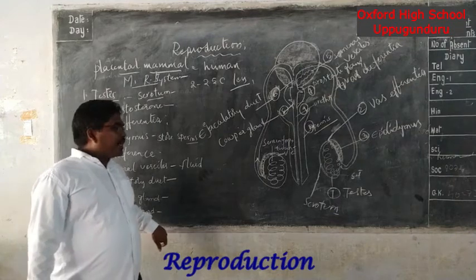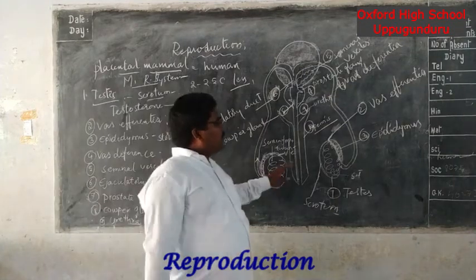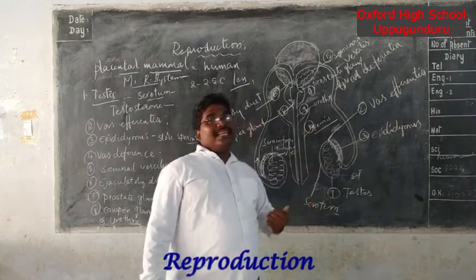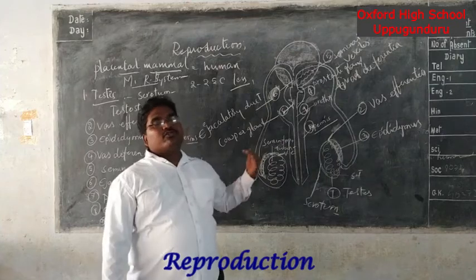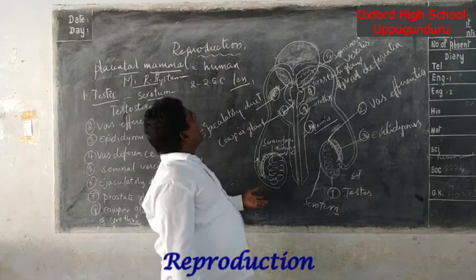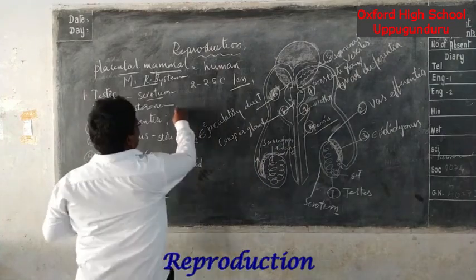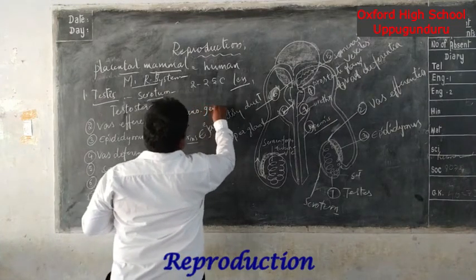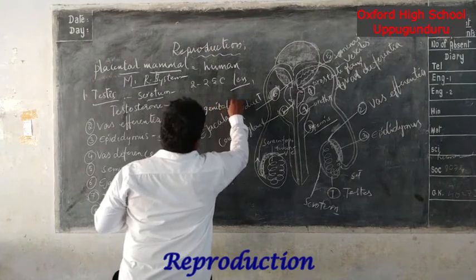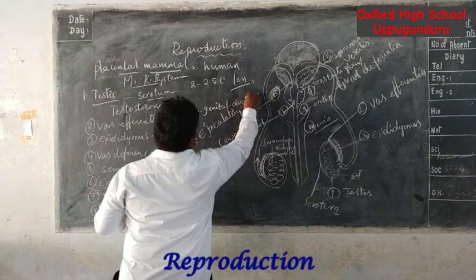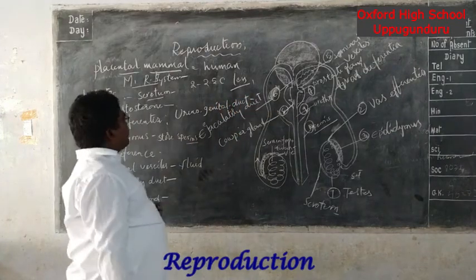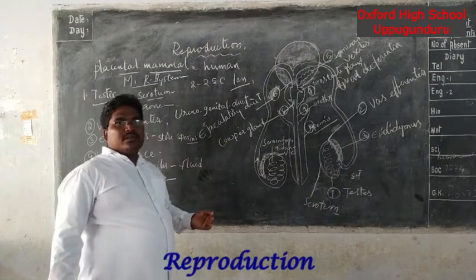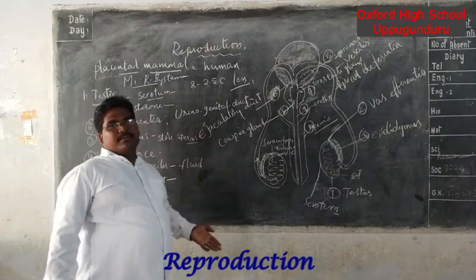The urethra is not only involved in releasing urine outside, it is also involved in sexual reproduction. It is also known as the urinogenital duct. So that is about the male reproductive system.